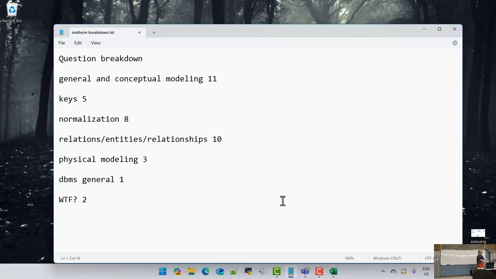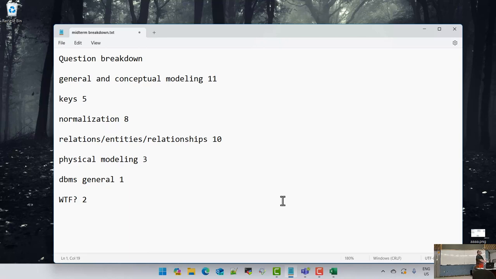Physical modeling. Those are the kind of questions that go along the line of, if we take a conceptual diagram we created for database server XYZ, what kind of modeling is that? Those kinds of questions. And some of them might be questions about a data type or whatever.